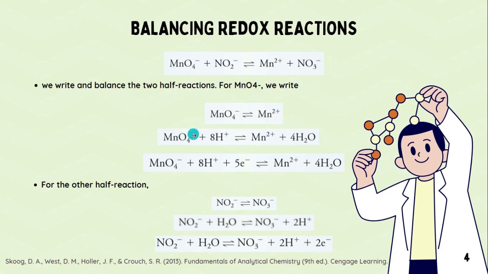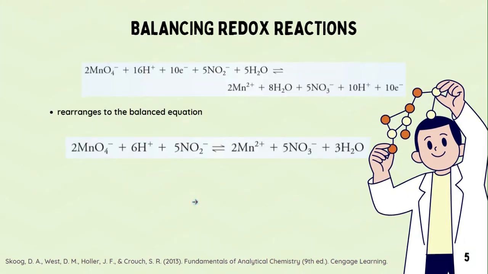For the half reaction of NO2-, we have this equation. We have to add 1 H2O on the left side to supply the needed oxygen to balance the equation. We also have to add 2 H+ on the right side. To balance their charges, we have to add 2 electrons on the right side. Now that we have two different equations, prior to combining them, we must multiply the first equation by 2 and the second one by 5 so that the number of electrons that was lost will be equal to the number of electrons we gained. Adding the two equations, we will have this equation, and this equation rearranges to this balanced equation.